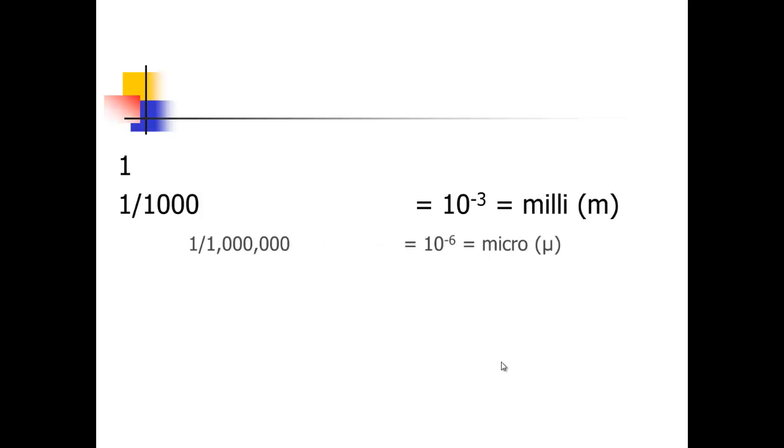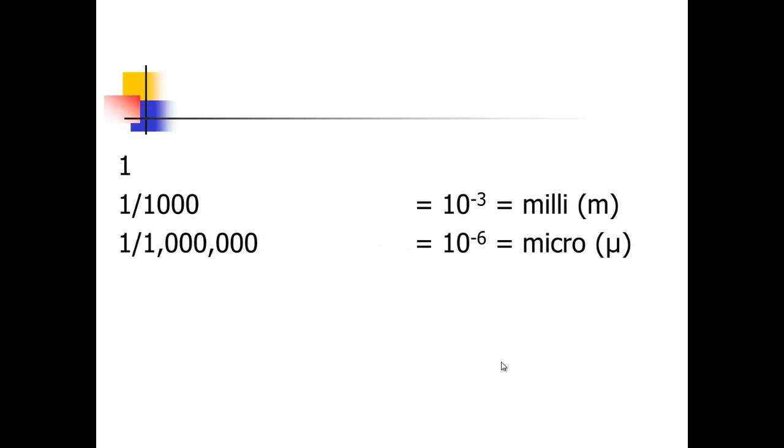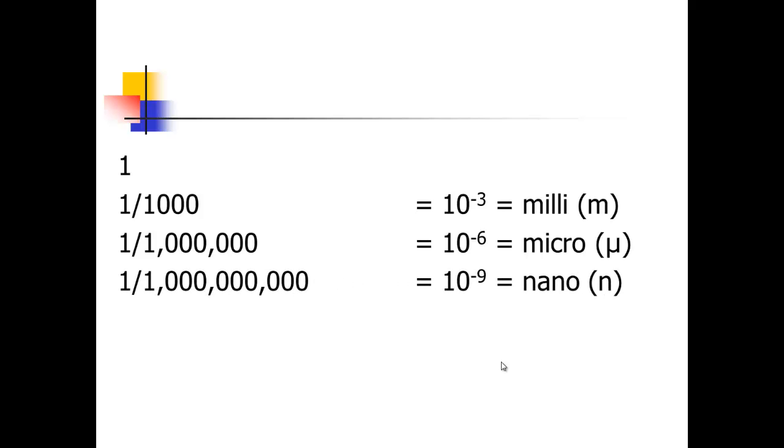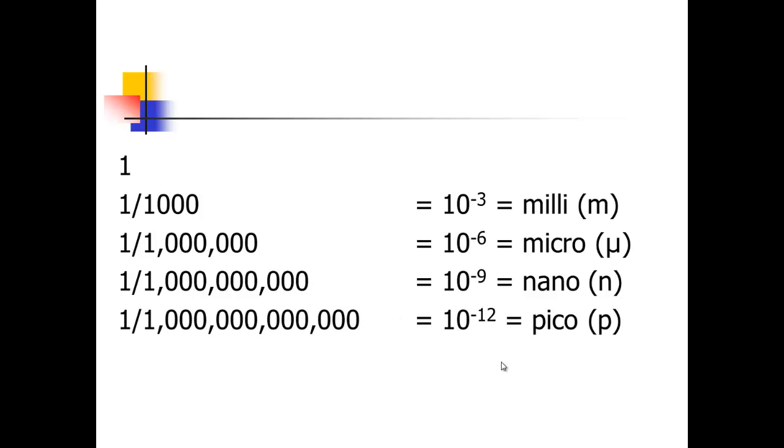On the other hand, we could have small numbers. 1 divided by 1,000 is a milli, with a small m, 10 to the minus 3. Go up by a factor of 10 to the 3. We have 10 to the minus 6, which is 1 over a million, a millionth, which is micro. Nano, which is 10 to the minus 9, 1 over 1,000 million. And pico, which is 1 over a million million, or 10 to the minus 12 of that unit.